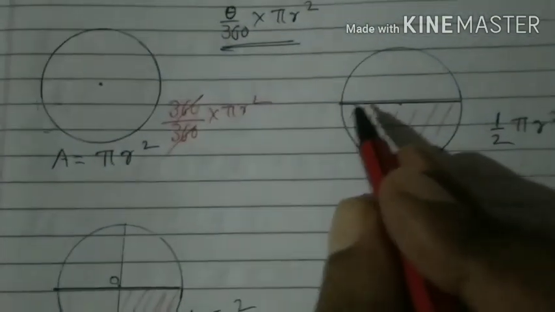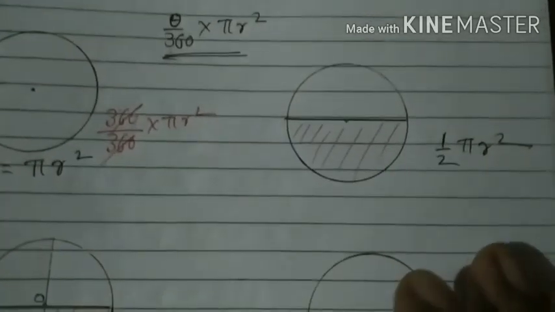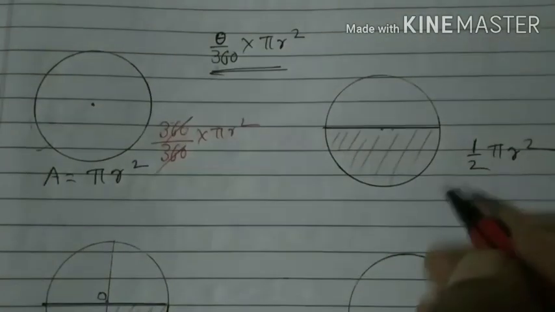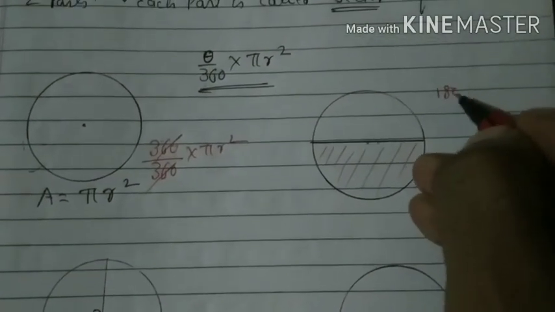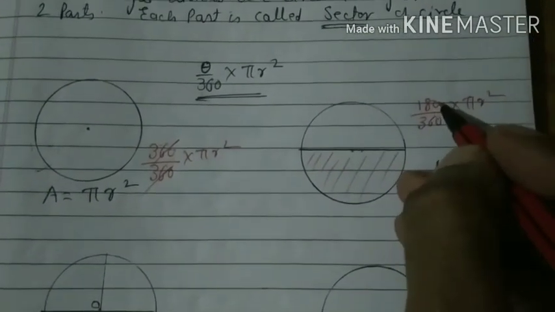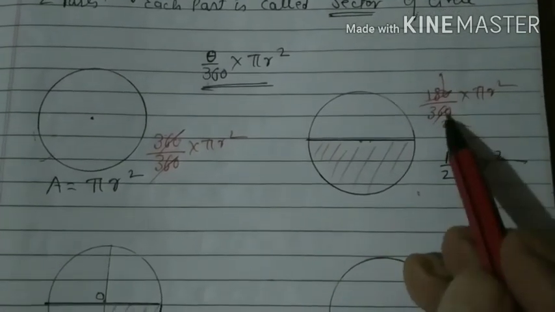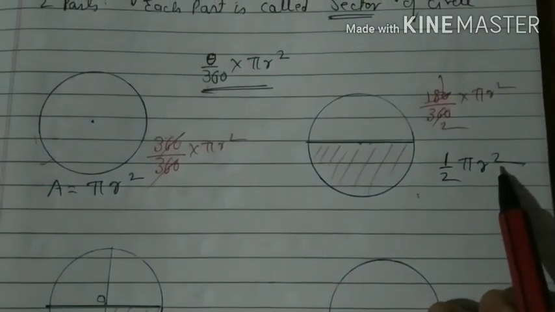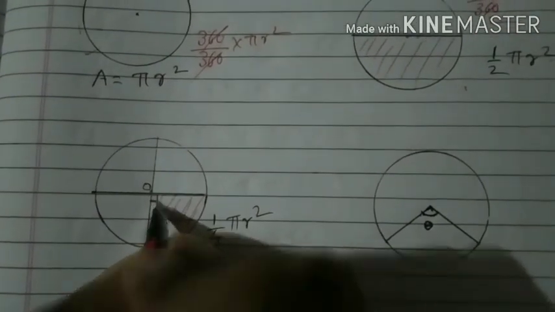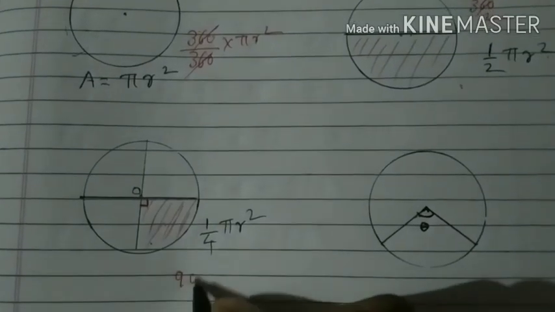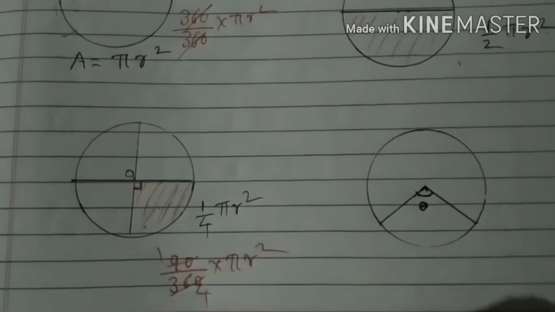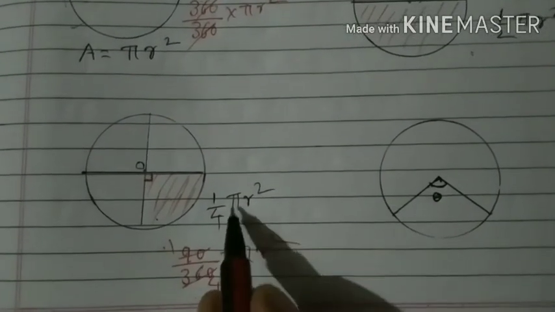In the same way, for the semicircular part, the measure is exactly 180. So here I will use theta as 180. 180 upon 360 into pi r square. 180 ones are 180, 180 twos are 360, so we get half pi r square. Now see this concept again here. Here the angle will be 90. So the formula is 90 upon 360 into pi r square. 90 ones are 90, 90 fours are 360, so 1 by 4 pi r square.